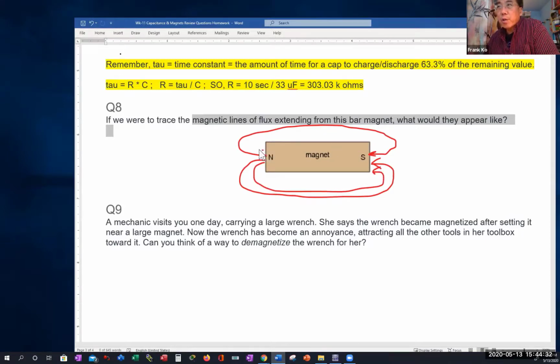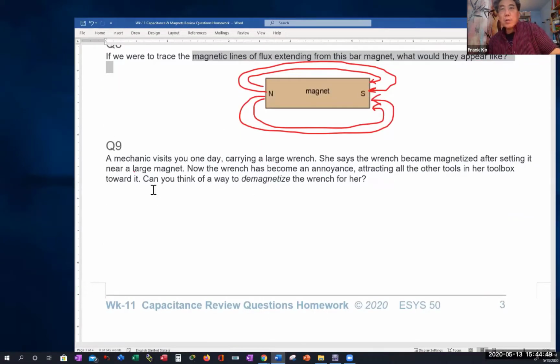Here's another one here. Like so. Are we good with this? That's what you need to demonstrate for number 9. Number 10.